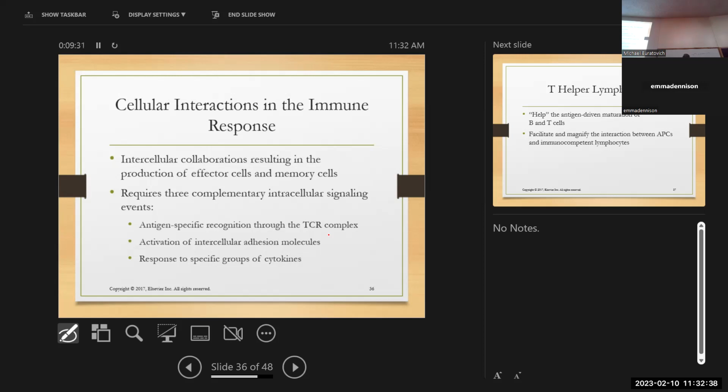And likewise, when you get this complex between the HLA class 2 and the antigen, and the T cell receptor and the CD4 protein, that will activate the T helper cell.